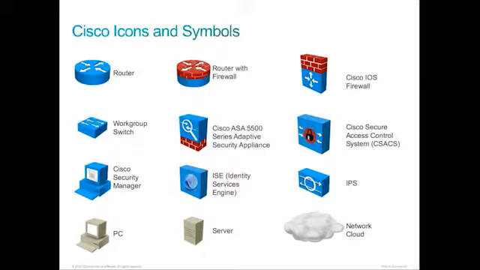The router with a firewall is the most interesting icon in that it looks just like the router icon we had, but it's got some red bricks on the top, and that's just indicating it's still a router, but now it's got built-in firewall capabilities into it. All these others, the Cisco iOS firewall, the ASA 5500, the Cisco Secure Access Control System, and ISE and IPS, they're new. Don't worry what they are today.